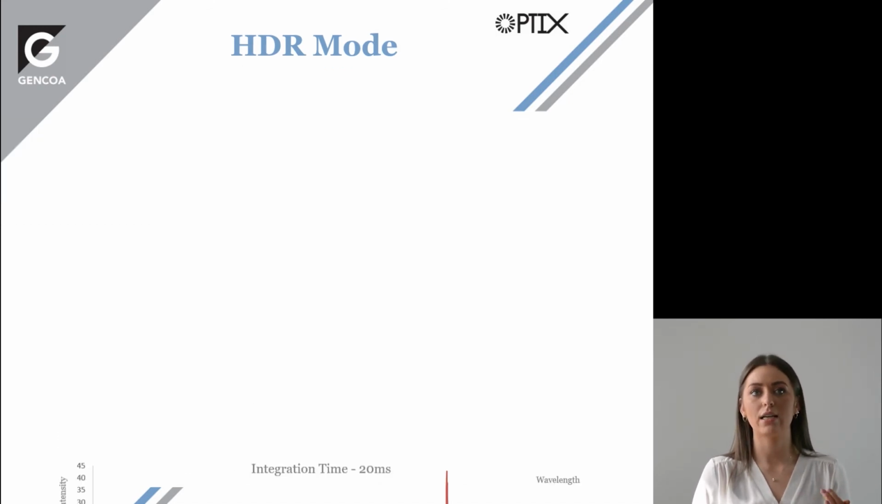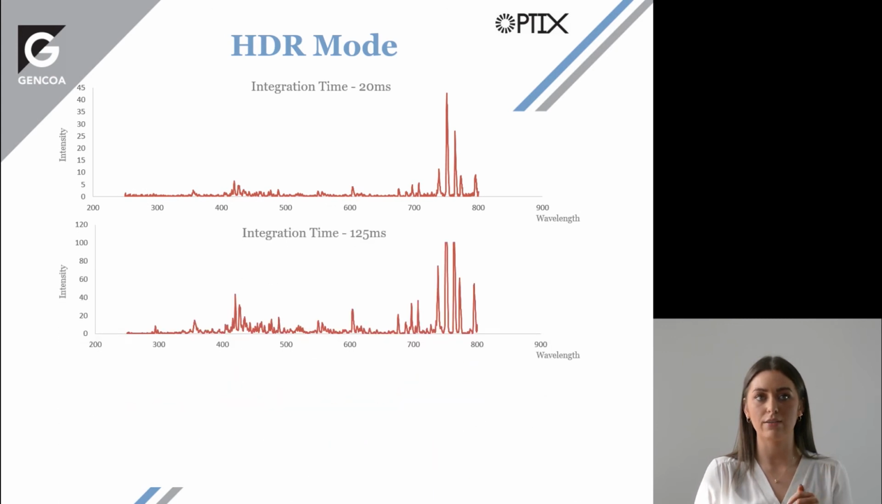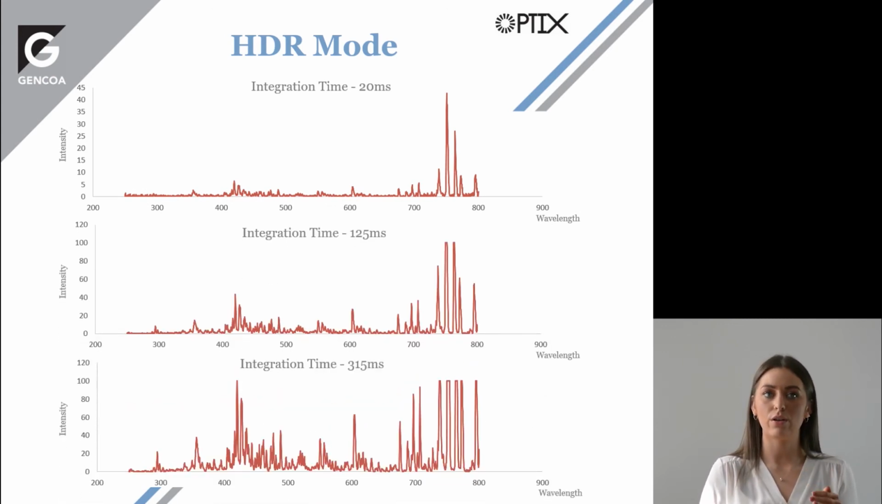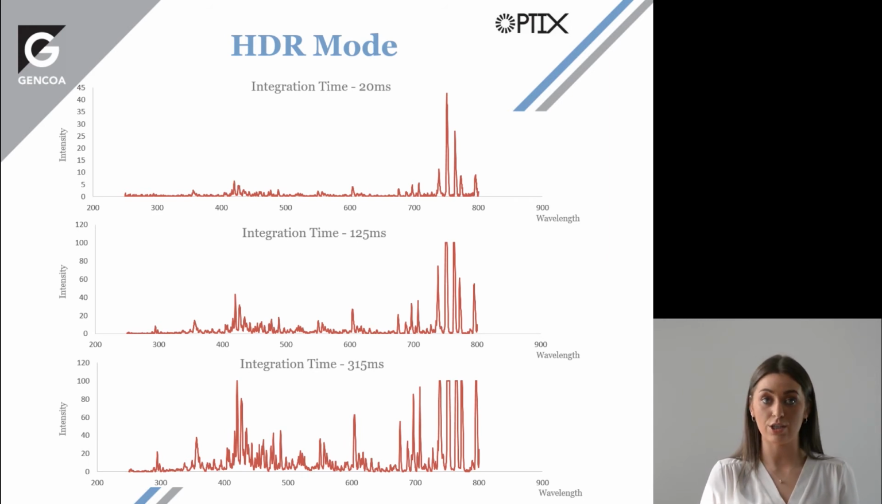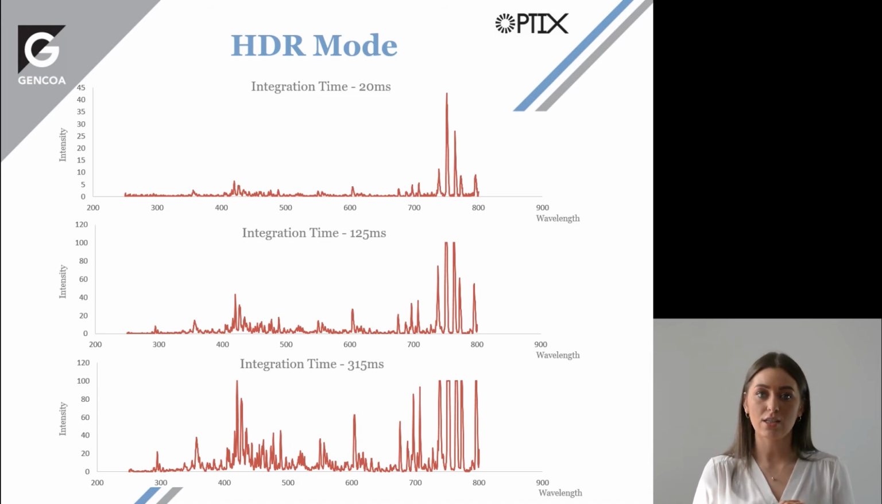We take the same spectrum at various different integration times. We start with a low integration time of 20 milliseconds, and you can see the detail of the larger signals. Then we increase the integration time to 125 milliseconds, and then again to 315 milliseconds. As that integration time increases, so does the intensity on the y-axis. So we are able to amplify the detail of the smaller signals, but we start to saturate those larger peaks.